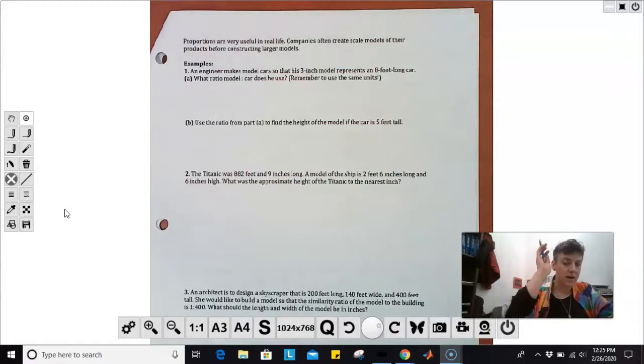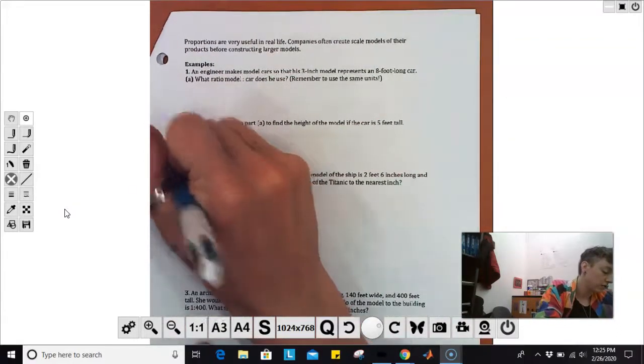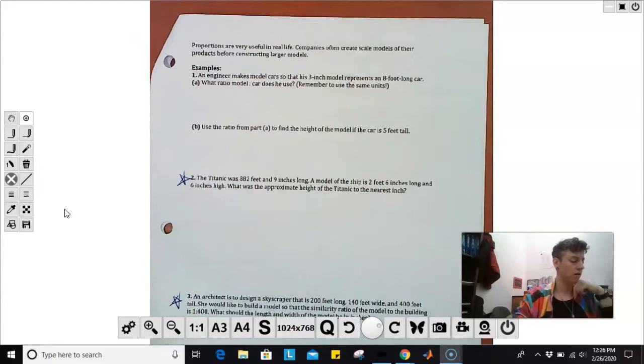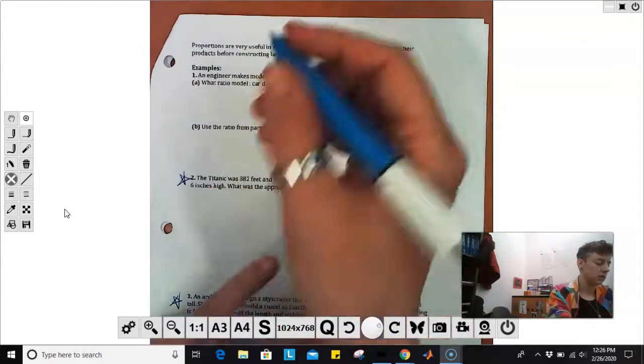All right, I'm going to help you with example 1, and then you're going to do 2 and 3. Example 1: an engineer makes model cars so that his 3-inch model represents an 8-foot long car. What ratio of model to car does he use?